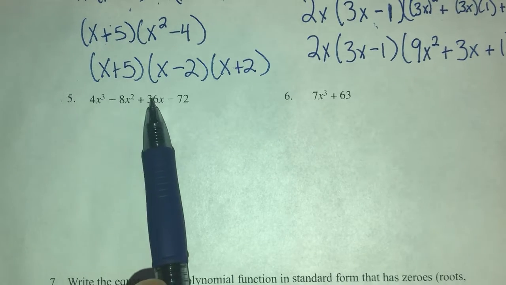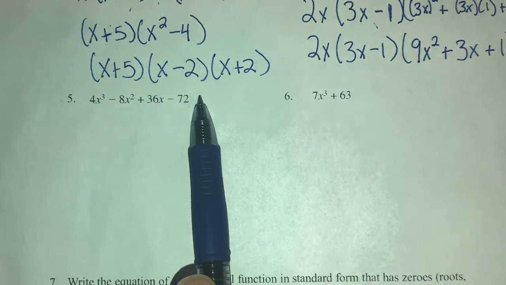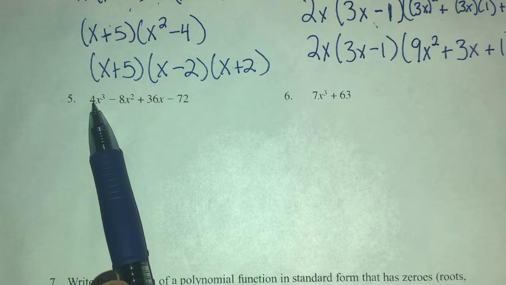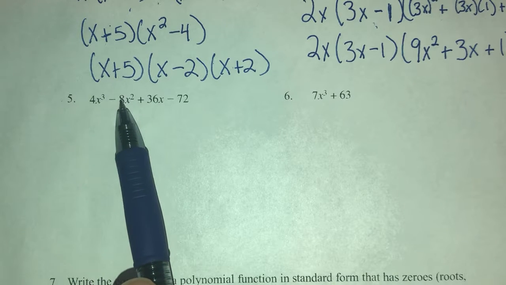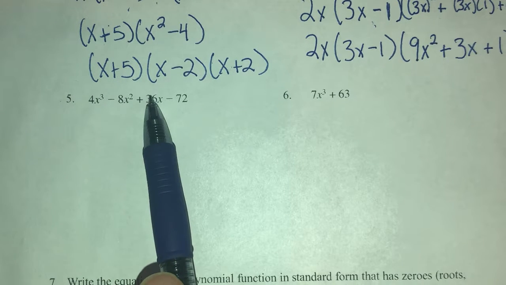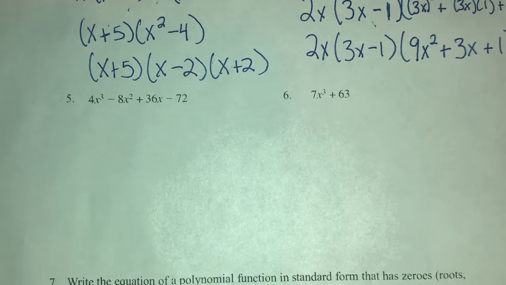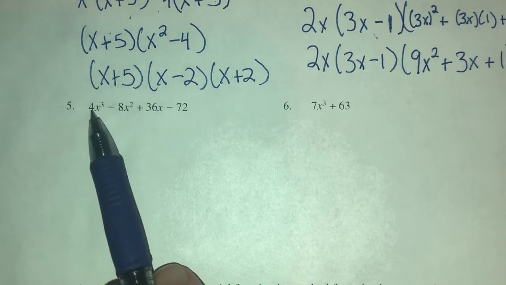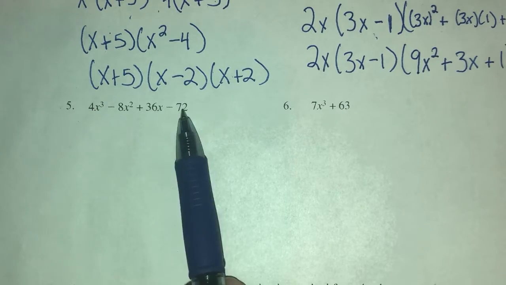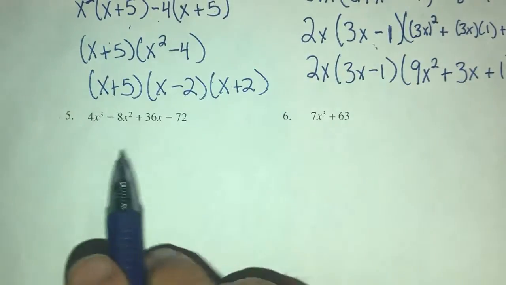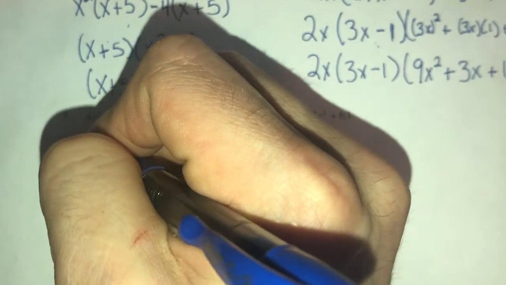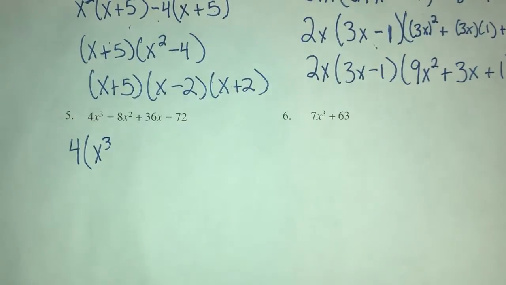4, 8, 36, 72. In this case, 4 goes into 4, 4 goes into 8, 4 goes into 36, and 4 goes into 72. You could have also taken a 2 out. You might see the ones digit of each number is 2, but in this case, the GCF is 4. So let's start by taking out what we always start with, the greatest common factor.